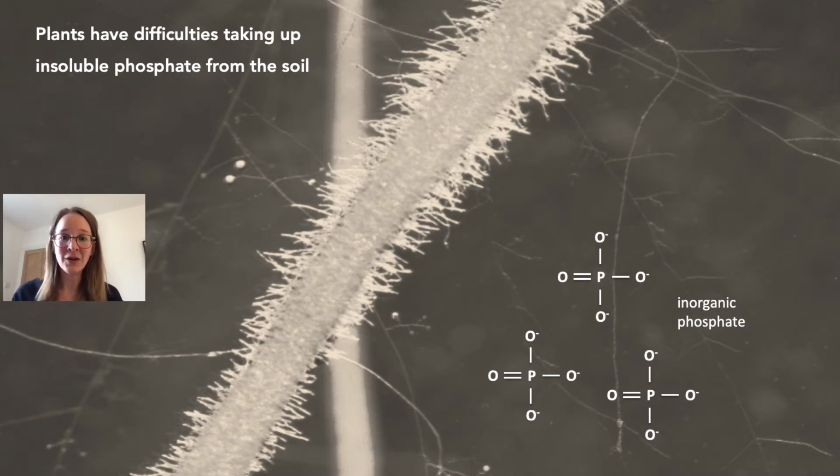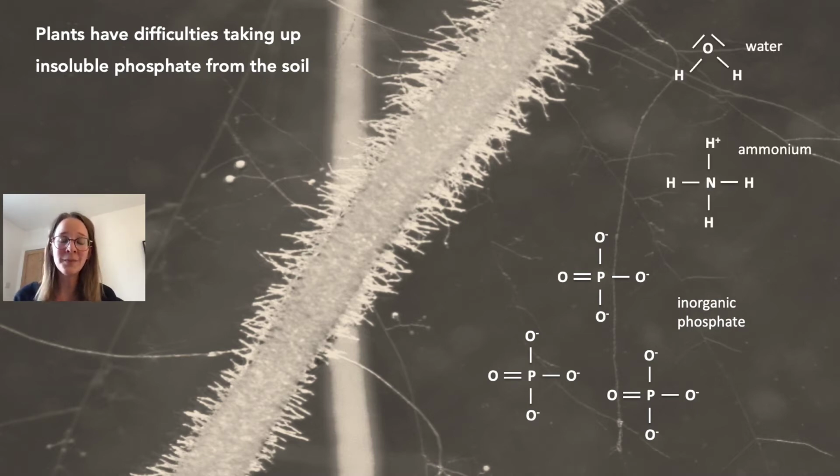And it's not just phosphate that arbuscular mycorrhizal fungi help the plant to take up, but also ammonium and also water. So that leads to a wide range of different mineral nutrients that are being transported from the fungal hyphae to the roots and then provided to the plant.